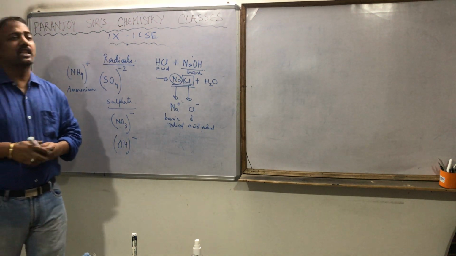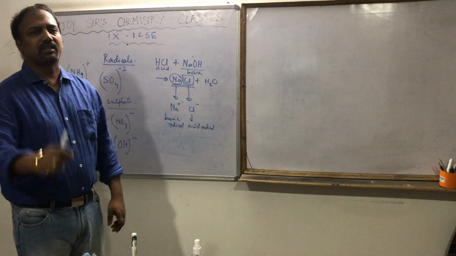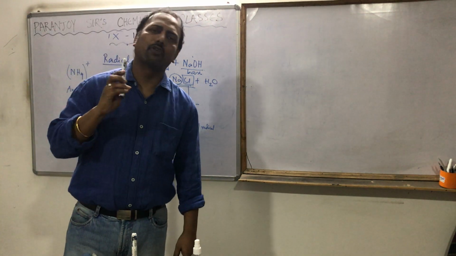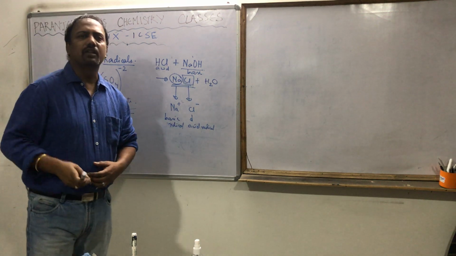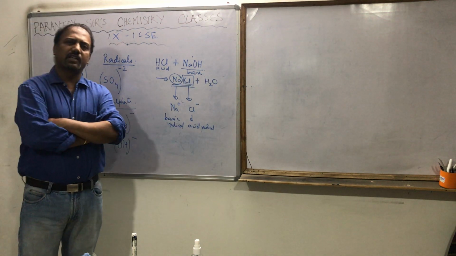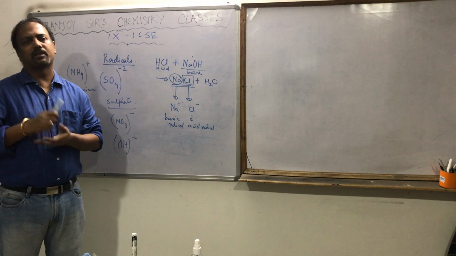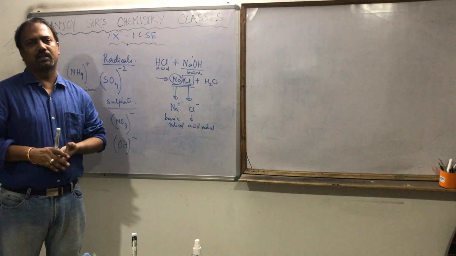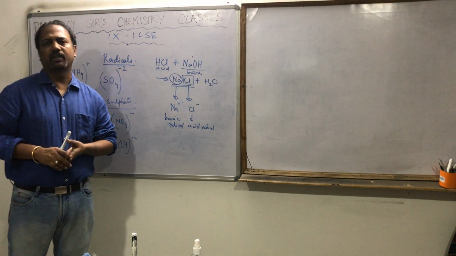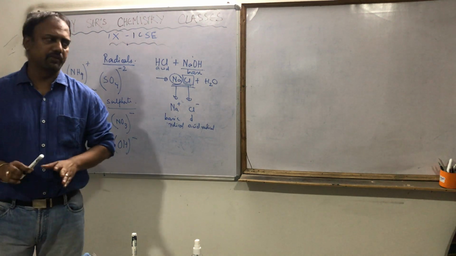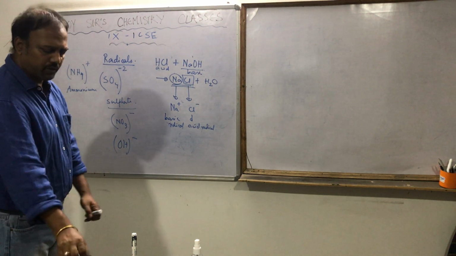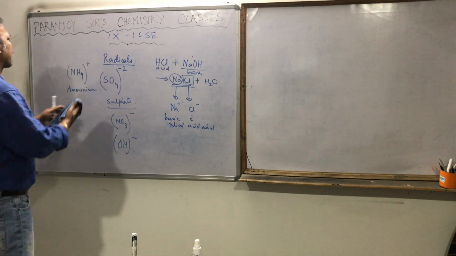So we can very easily conclude that the positive ions, the positive part of the compound, are basic radicals because they are generated from the base, and the negative part of the compound are acid radicals because they are generated from the acids. Is it clear? The radical is clear? Very good. Now the next thing we are going to study is naming of the compounds.